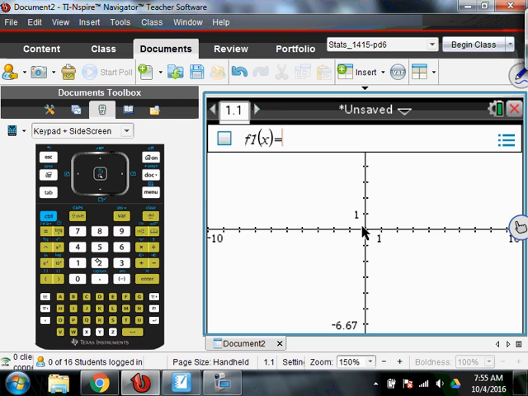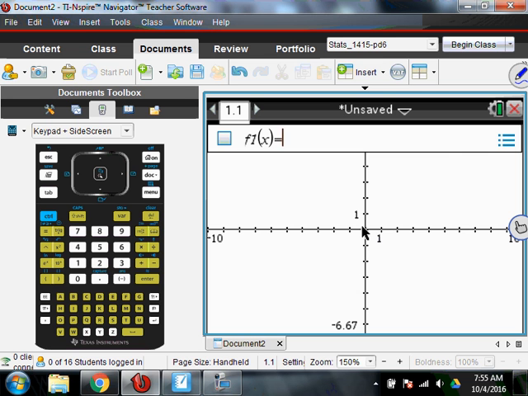Okay? Everybody there? So the first thing I want you to notice is, at the top of the screen, do you see the little tab at the top of your document? What's it say? What's that little tab say? It has a label on it. It says, unsaved, but the little tab at the top left. 1.1, that means it's the first problem and it's the first page.